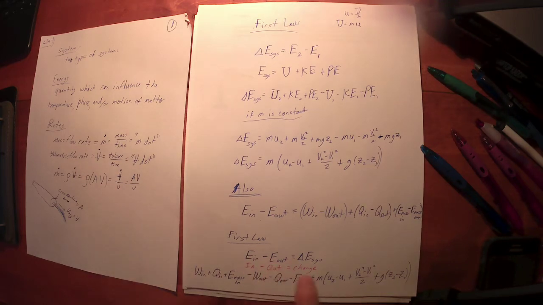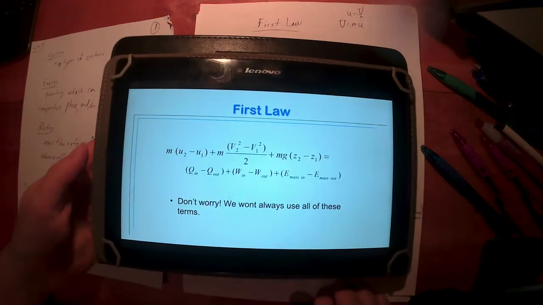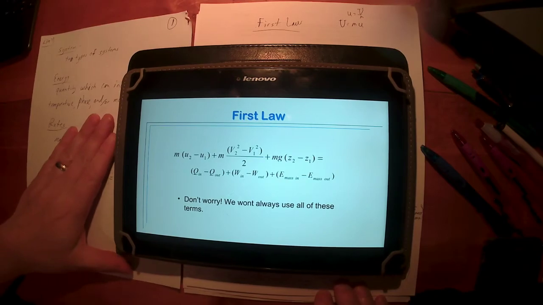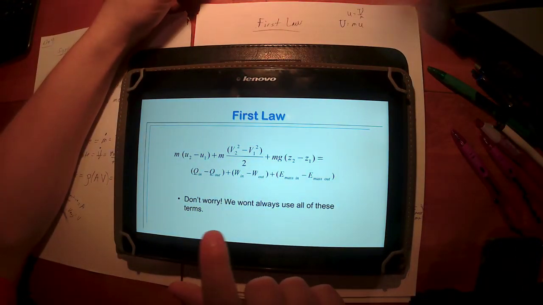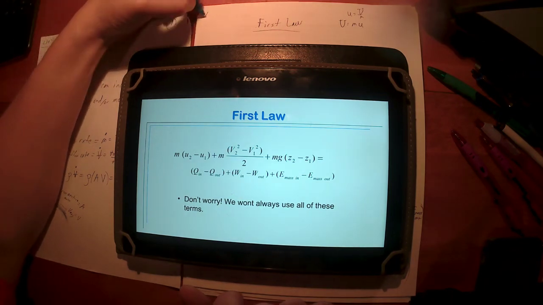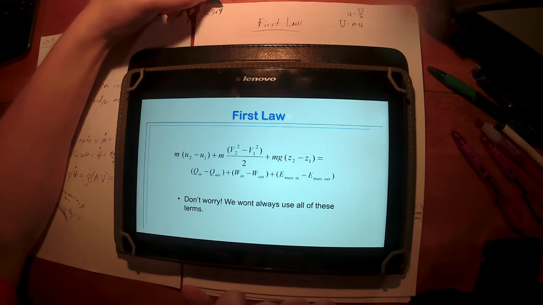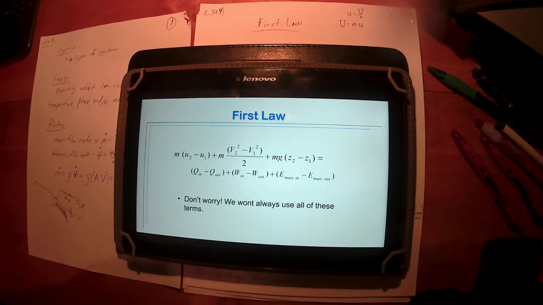Again, in minus out equals change. And that's what we're after here. That's the first law. Now, here's the good news. So this is in the notes, or in the PowerPoint slides, if you will. Don't worry. We won't always use all these terms. In fact, we probably won't use all of these terms. It'll be pretty rare that we use all of these terms in one equation. And it's so big I don't even write it on one line in the PowerPoint.